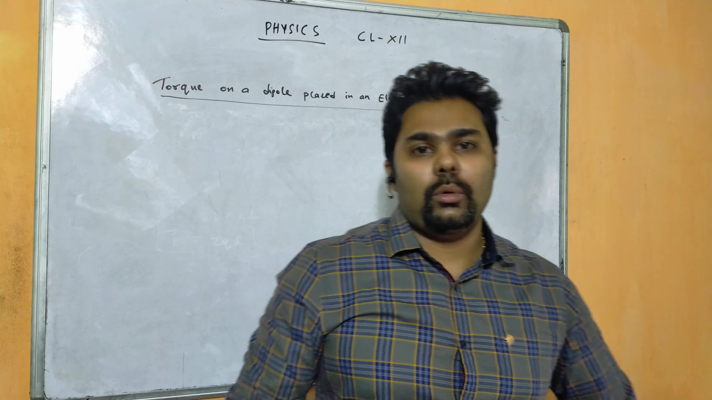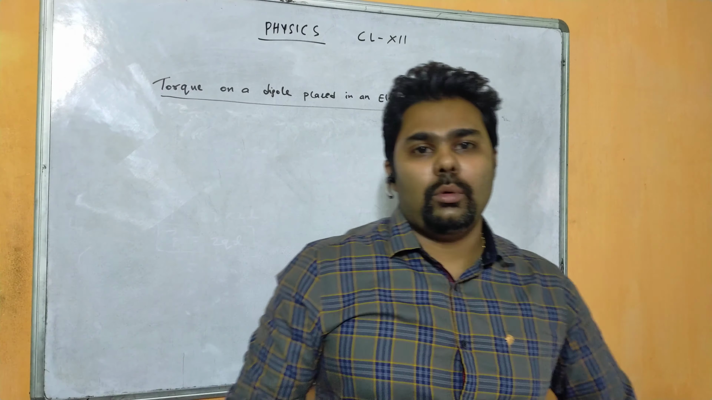And in class 11 we have learned the cross vector, that is PE sin theta can be written as P cross E in vector form. So torque is a vector quantity and it can be written as P vector cross E vector.